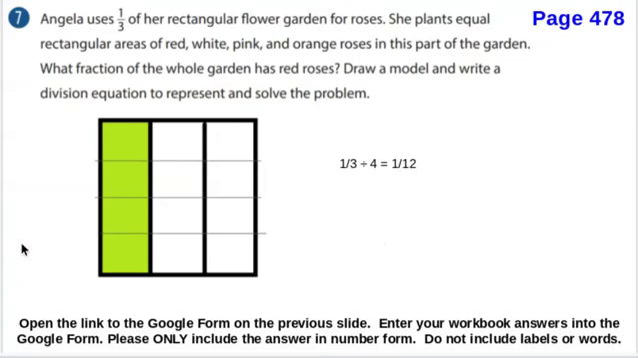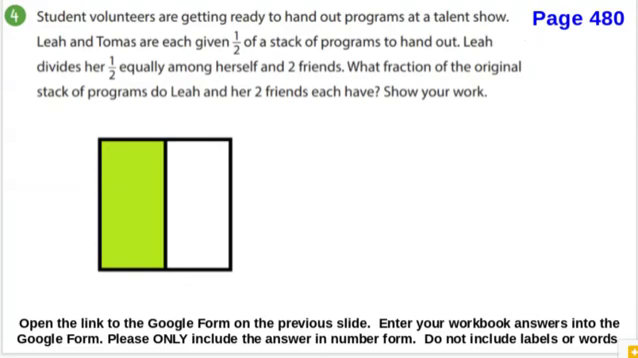All right, next example. Go ahead and flip to page 480. So this problem says student volunteers are getting ready to hand out programs at a talent show. Leah and Thomas are each given half of a stack of programs to hand out. Leah divides her half equally among her 2 friends. What fraction of the original stack do Leah and her 2 friends each have?